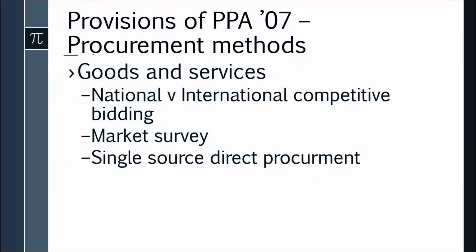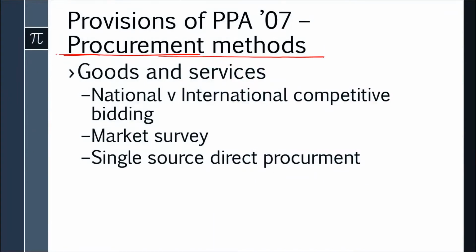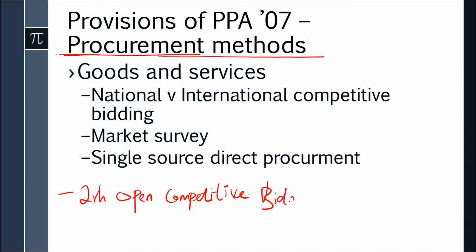Now, we're going to look at some specific procurement methods. In general, the Act requires that all procurements be done through open competitive bidding. Open referring to the fact that you shouldn't restrict anybody from tendering. Competitive meaning that we need more than one supplier so that we can get the best terms. And open competitive bidding could be national or even international. That means open to foreign suppliers submitting their own tenders.